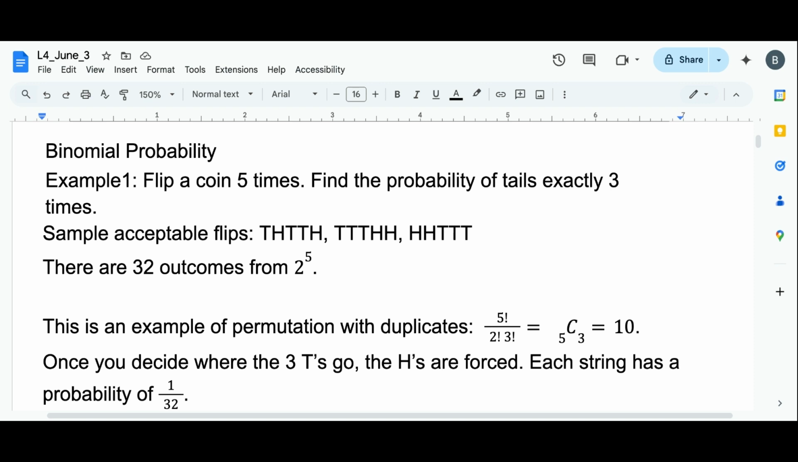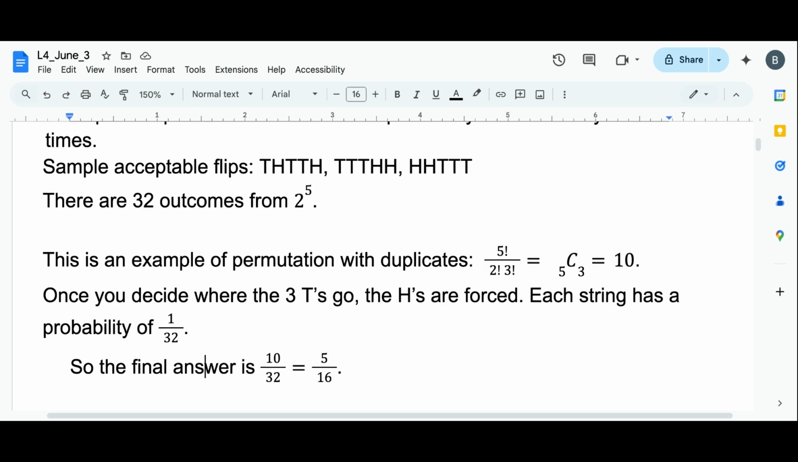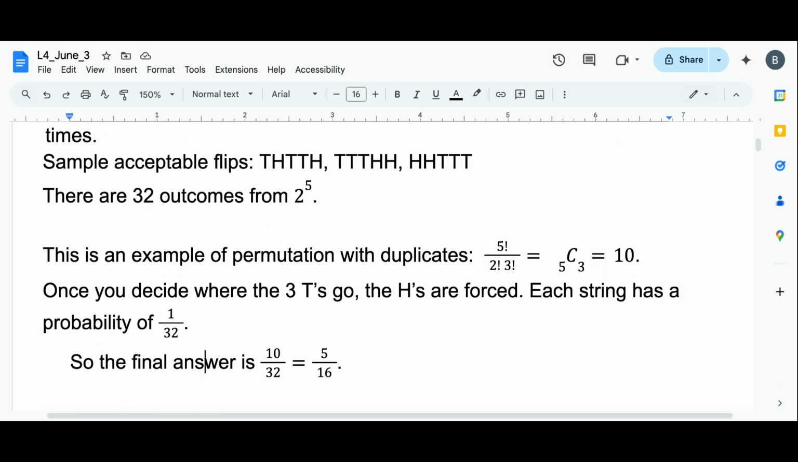Each string is equally likely, so the probability of any one of these strings is 1 out of 32. So the final answer here, there's 10 ways to win out of 32 total. It's 10 out of 32 or 5 out of 16.